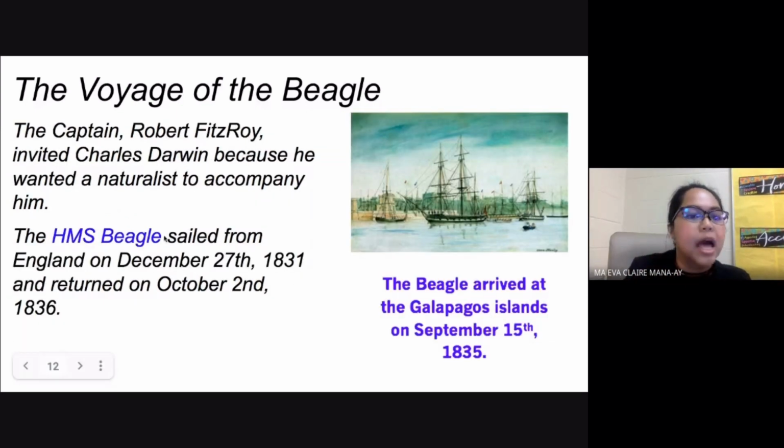Now, in his study, Charles Darwin was on a ship called the HMS Beagle. This ship sailed from England on December 27th, 1831, and returned on October 2nd, 1836. They were in the Galapagos Islands on September 15th, 1835, already towards the end of their journey. Charles Darwin was just a naturalist, a scientist, and he was invited by the captain of the ship, Robert Fitzroy. So he was making his observations on board the HMS Beagle, the ship where Charles Darwin was.